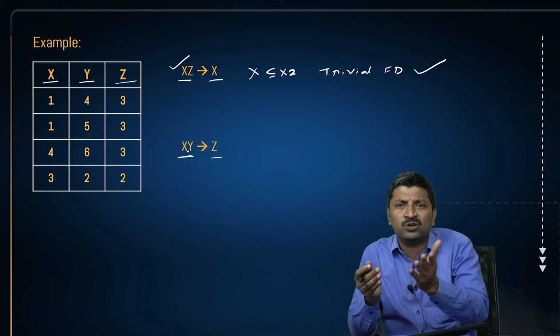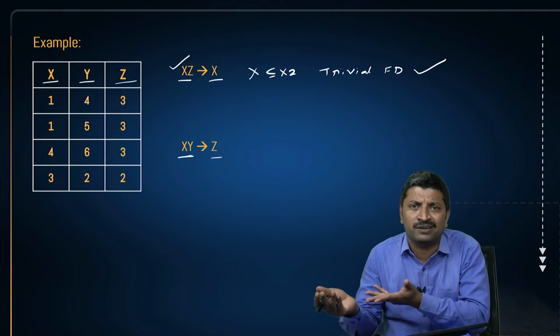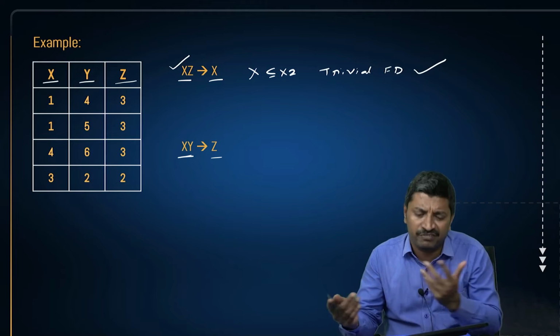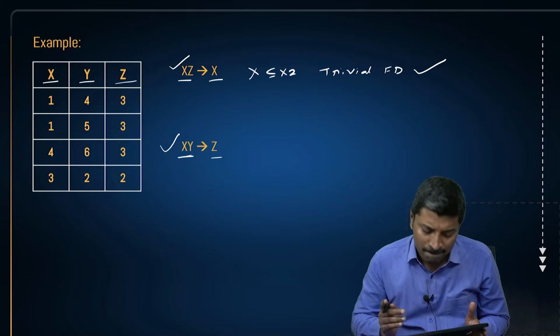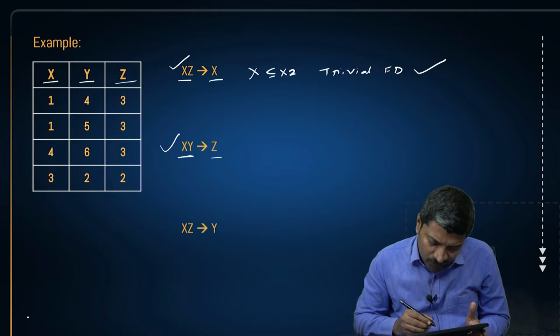If there are no two tuples which have the same values, there is no need to verify. If no verification is needed, everything will be fine. So this functional dependency holds. Is that clear, sir? So let us verify one more.